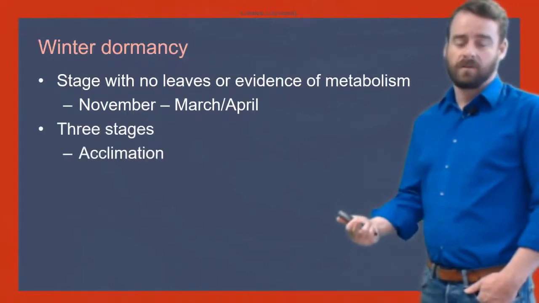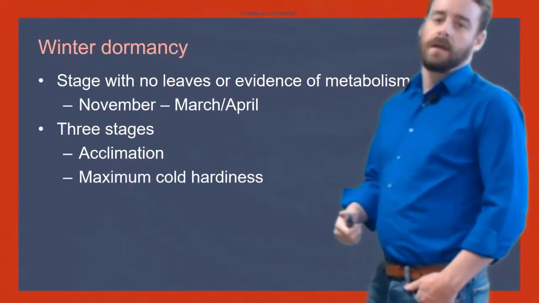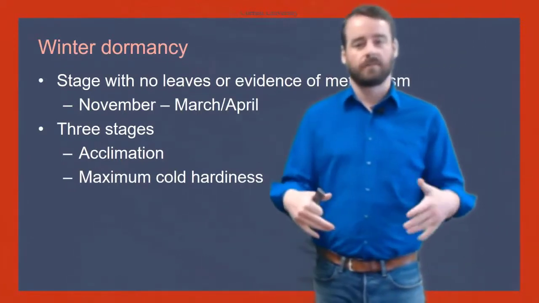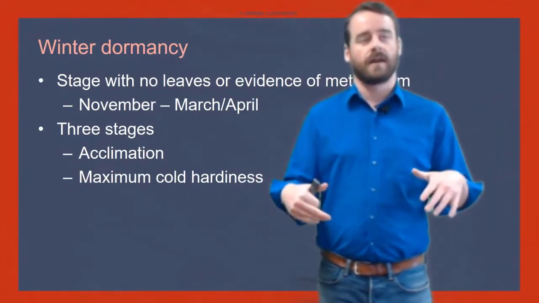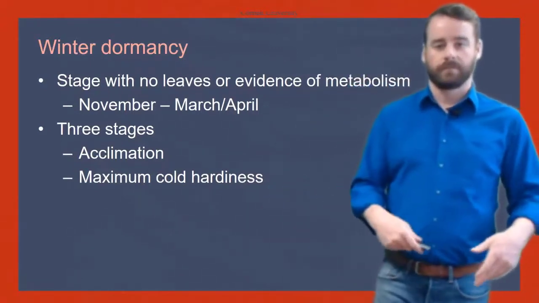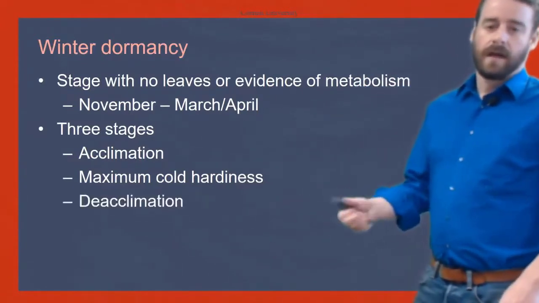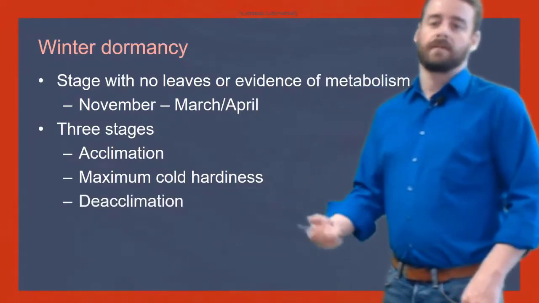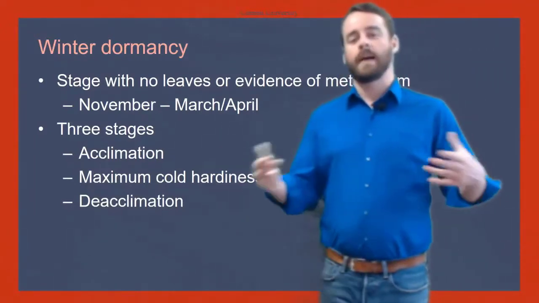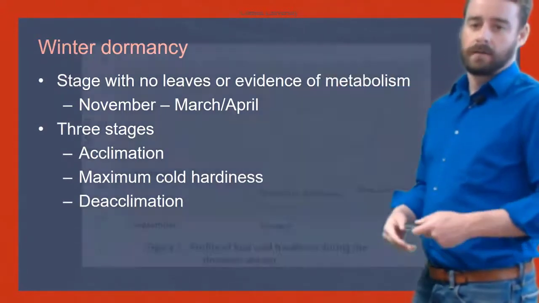There's acclimation, as the vine gets used to the cold weather in the fall. Then it reaches a maximum of cold hardiness. Cold hardiness means the ability of the vine to survive cold without freezing and killing off parts of the vine. And then deacclimation, which happens late winter, early spring, when things start to warm up and sap flow starts to move through, and the metabolism comes back.